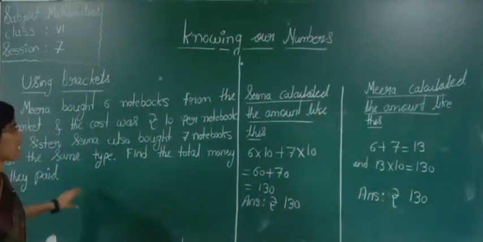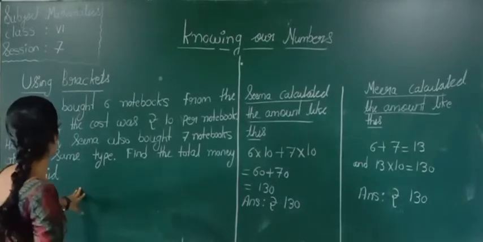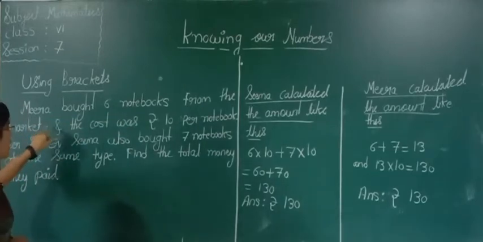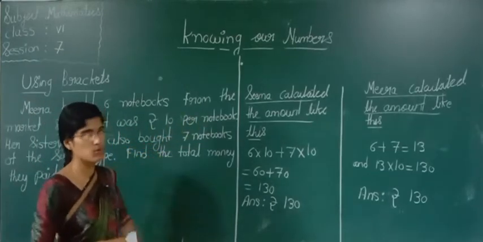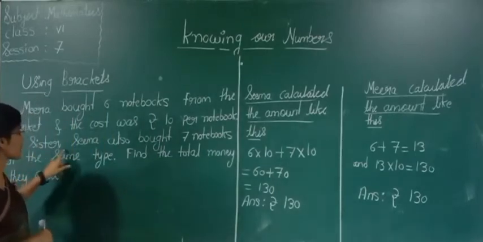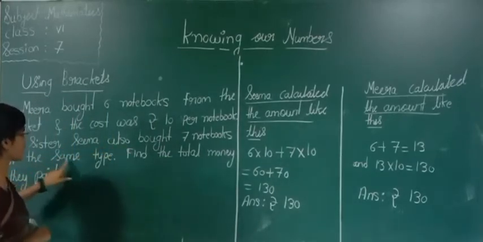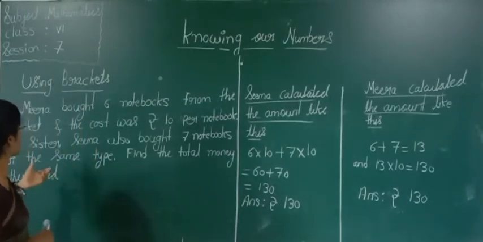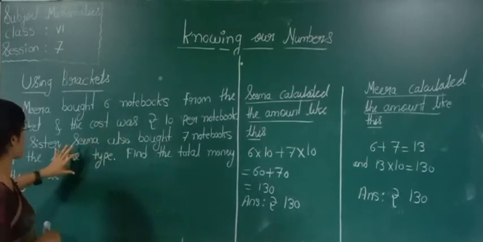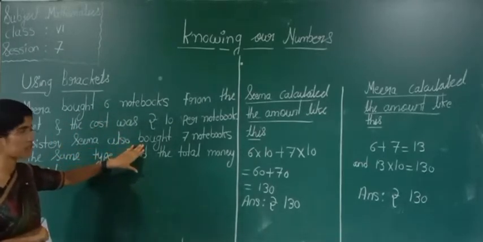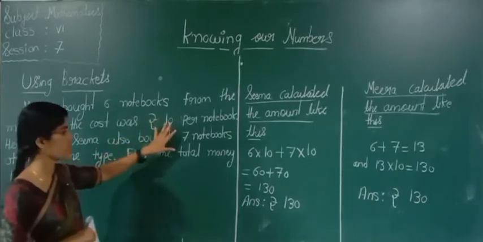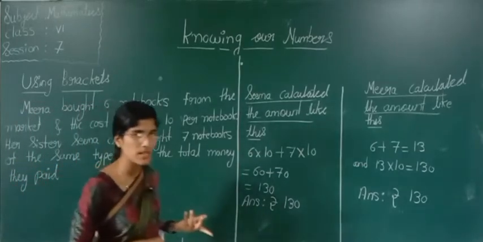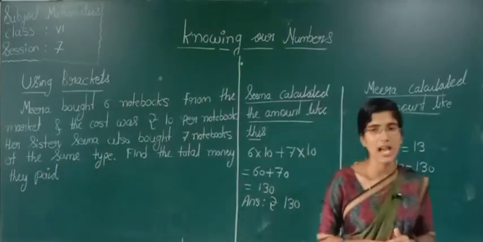Okay, see here, there is one example in your textbook. Meera bought 6 notebooks from the market and the cost was ₹10 per notebook. Her sister Seema also bought 7 notebooks of the same type. Find the total money they paid. Meera bought 6 notebooks and Seema bought 7 notebooks from the market. The cost of one notebook was ₹10. So both together, how much total money have they paid?